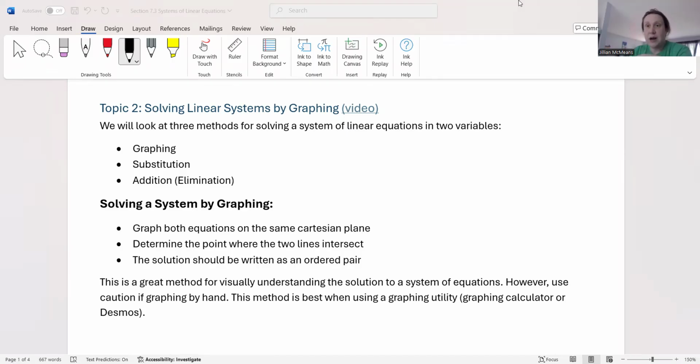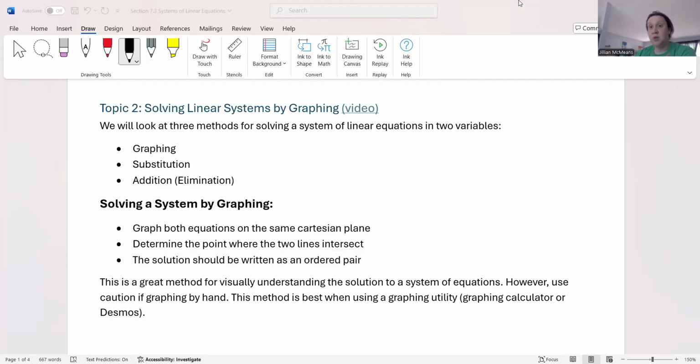I will tell you this, graphing is not the best method if you're doing this by hand. Graphing can be super great if you're using a graphing utility like a graphing calculator or Desmos. But to work this by hand, you got to be really, really careful. So please do keep that in mind. We will graph this one. We're just going to do one example. We will graph it by hand and then we'll verify our results with Desmos. And then after this, we will always solve using one of the two algebraic methods.